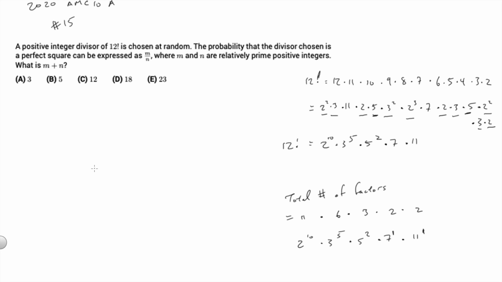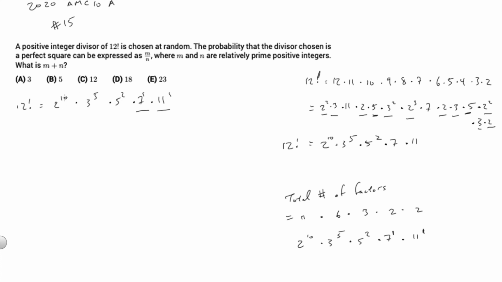let's go back and rewrite this up here. So we have 12 factorial is equal to 2 to the 10th, 3 to the 5th, 5 squared, 7, and 11. Okay. So for 2, we're going to take an example of these. So there's no possibility for squares with 7 and 11 because, again, we only have one of each.